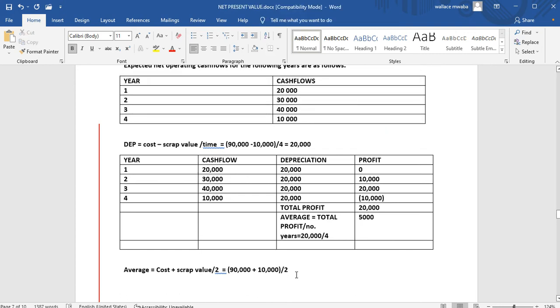Okay, 90,000 plus 10,000, we get 100,000. And 100,000 divided by 2, we're going to get 50,000. So that's our average investment.